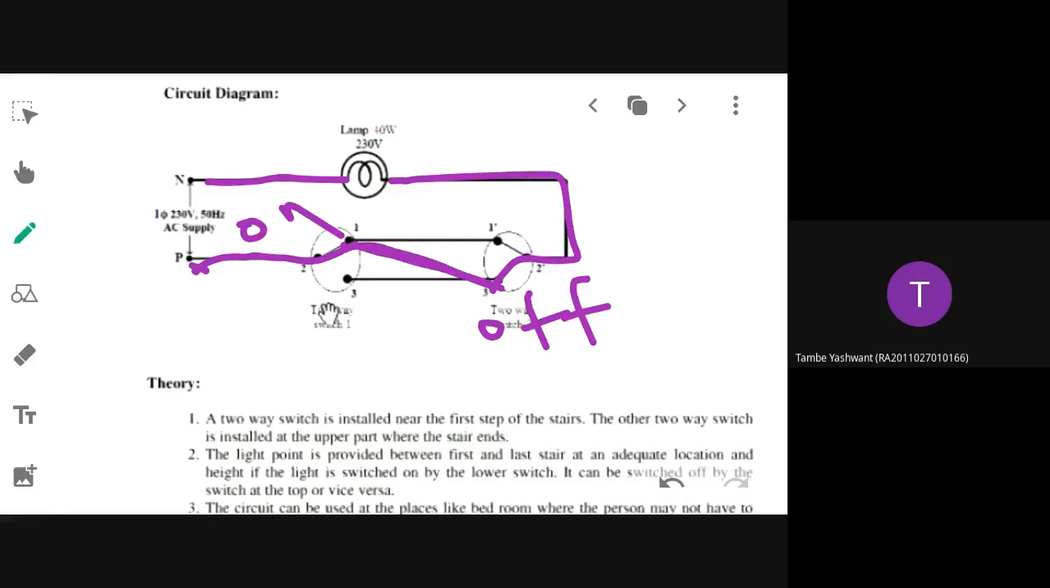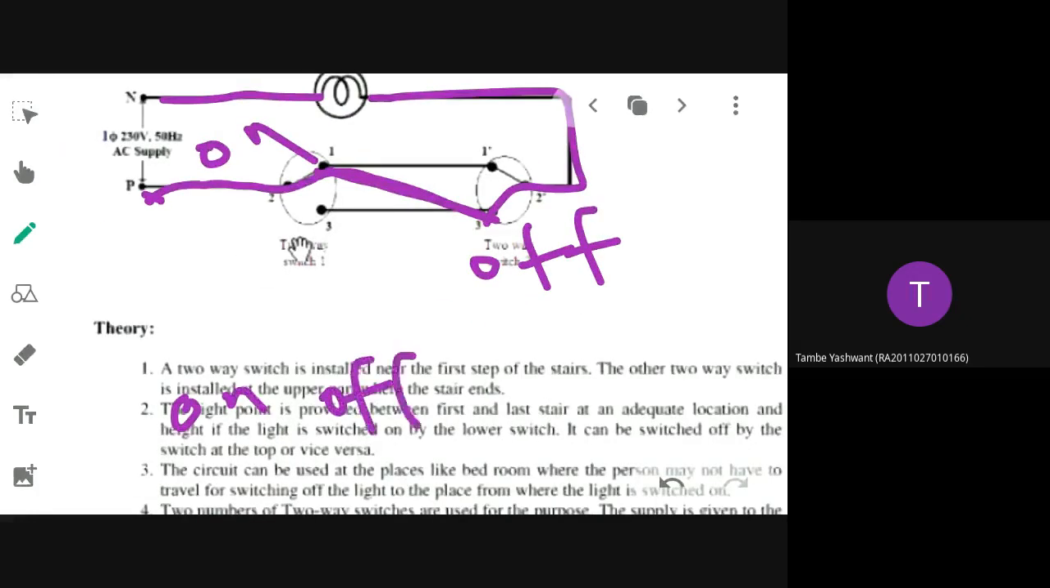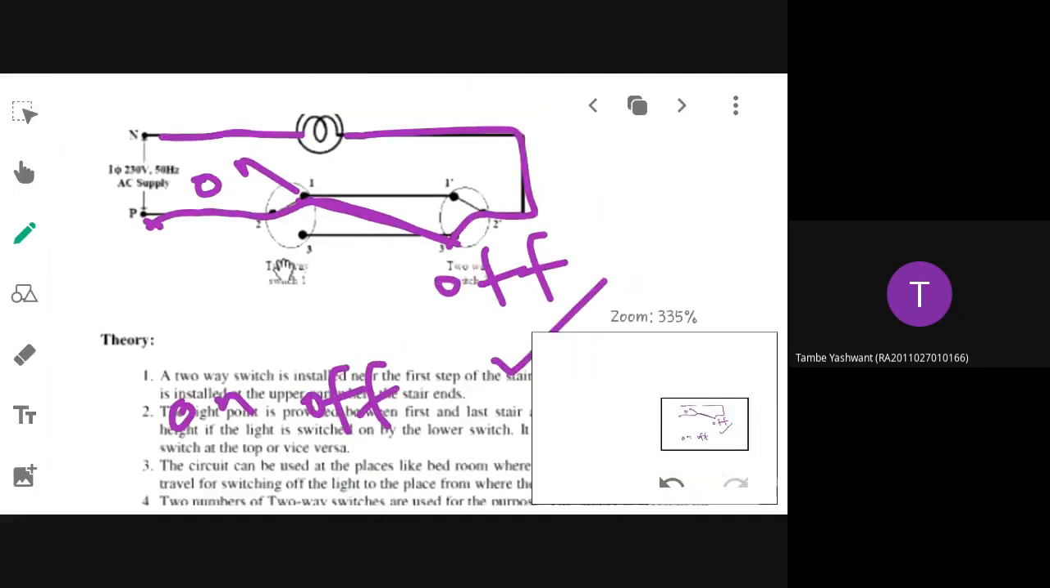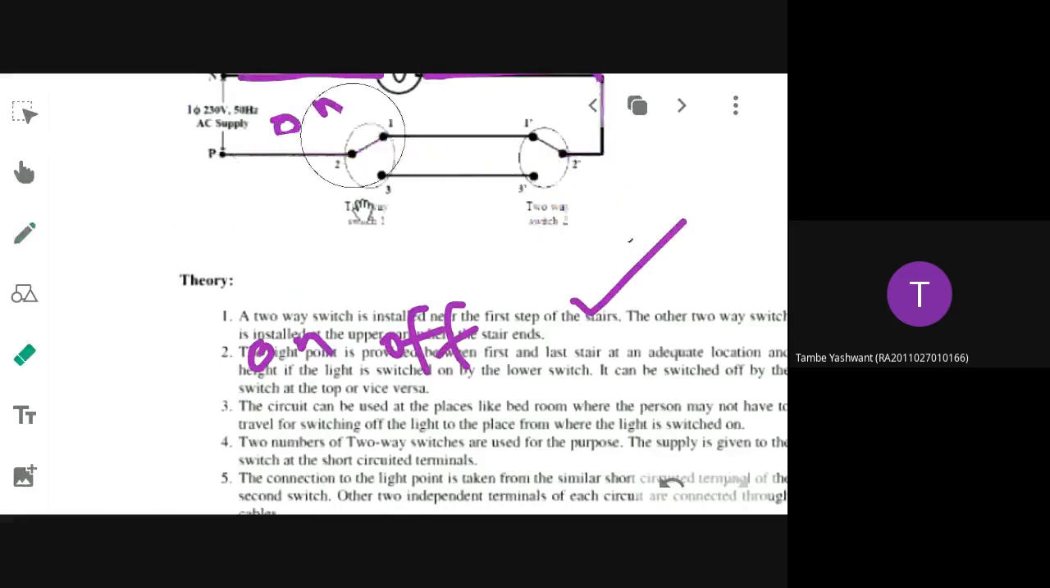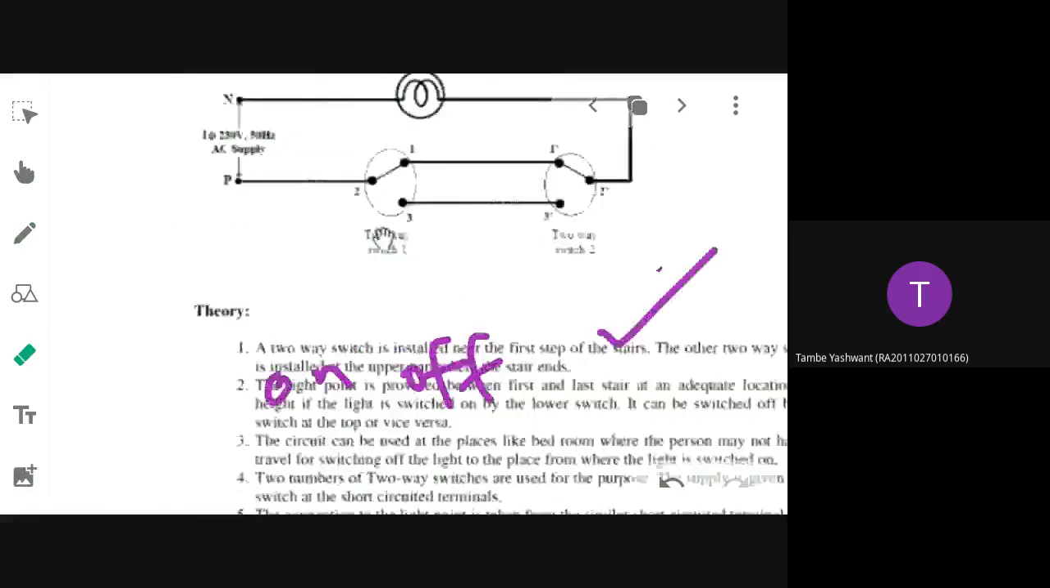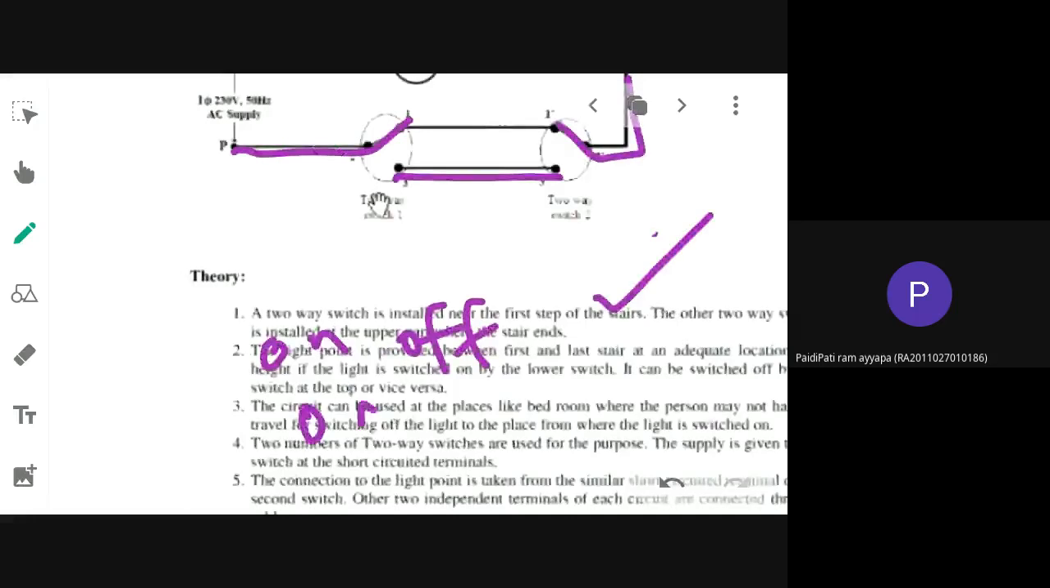Closed, ma'am. So this is on, off, on the condition, lamp glows. Okay, this is one, and then I am keeping this on. I am keeping this also on. Okay, and I am connecting here. All right. So circuit is closed or not closed? Not closed.